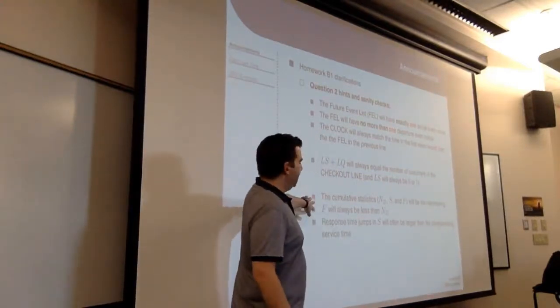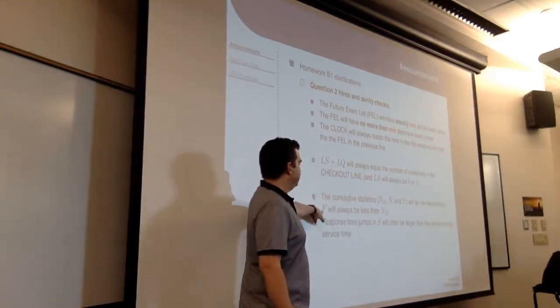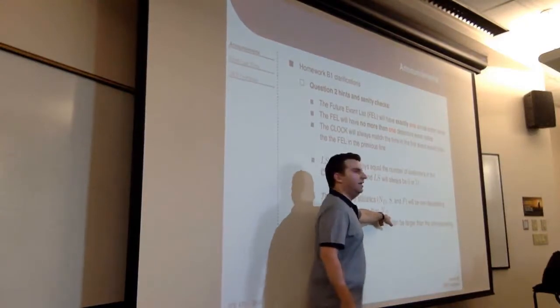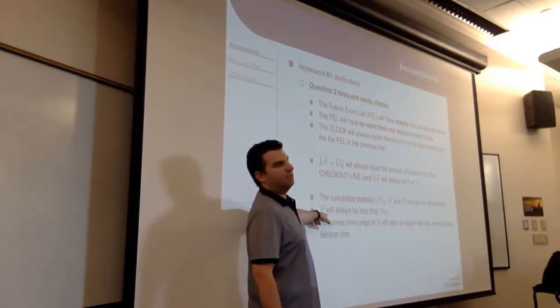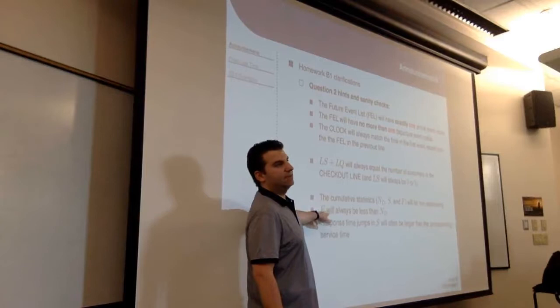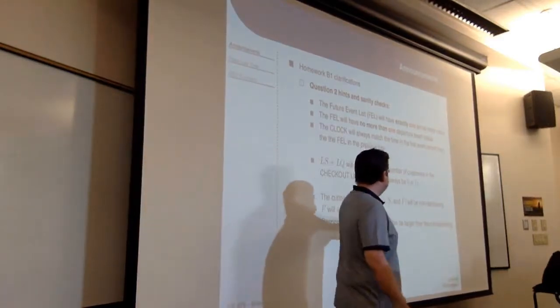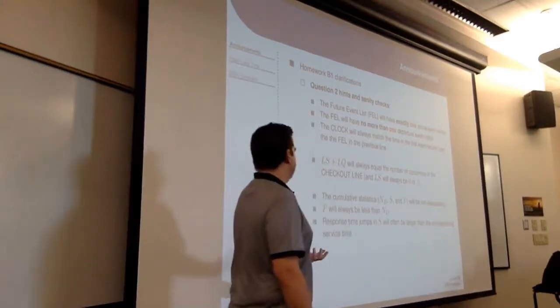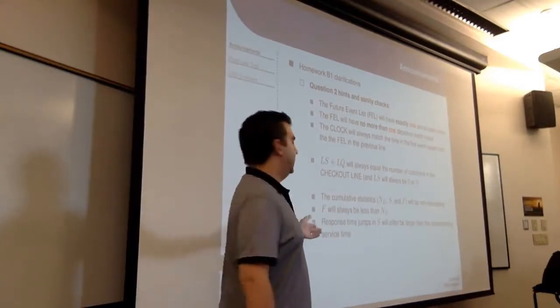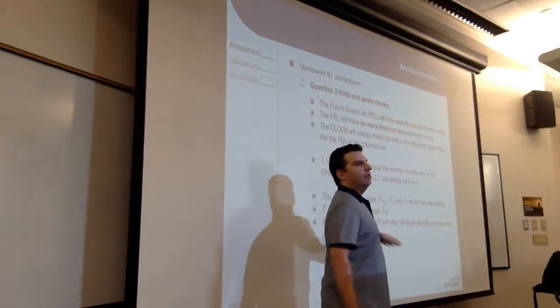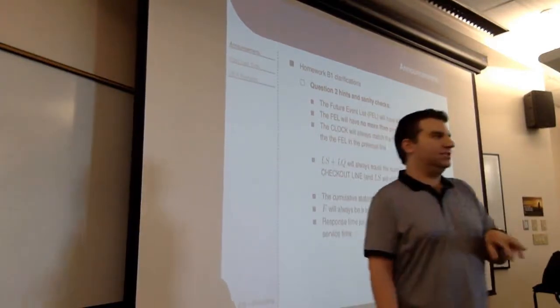F will always be less than ND because F is a subset. These are all the customers who departed. These are the ones who are unlucky enough to depart with a long response time. So F is always less than ND. And the response time jumps in S will often be larger than the corresponding service time because the response times include that waiting time, not just the service time.